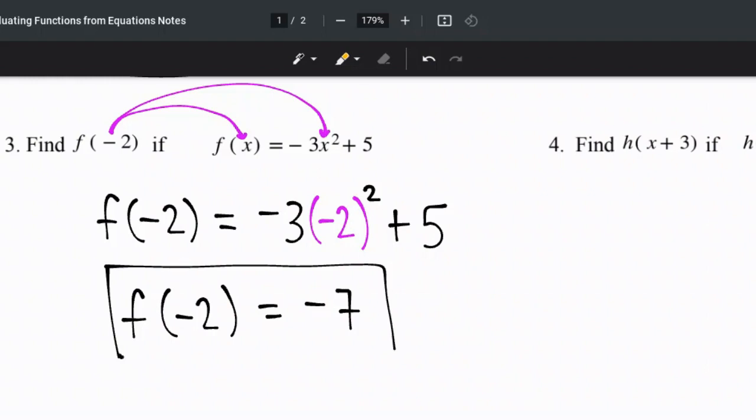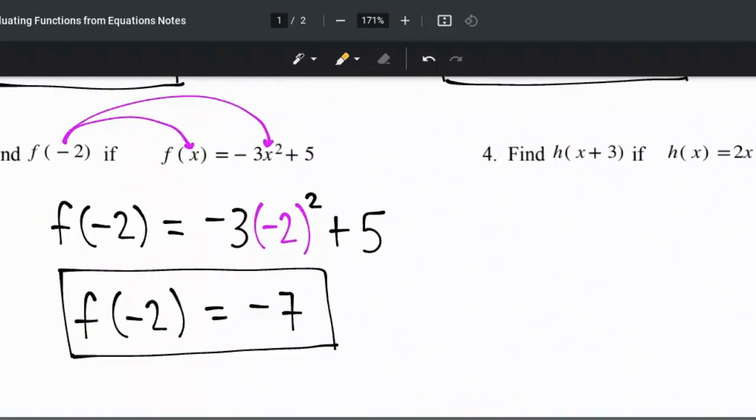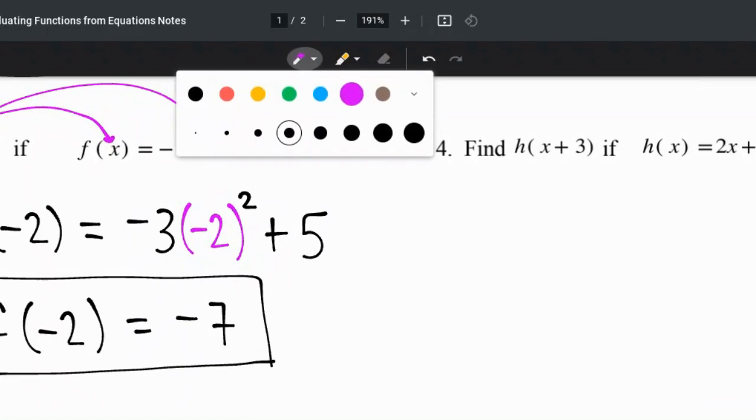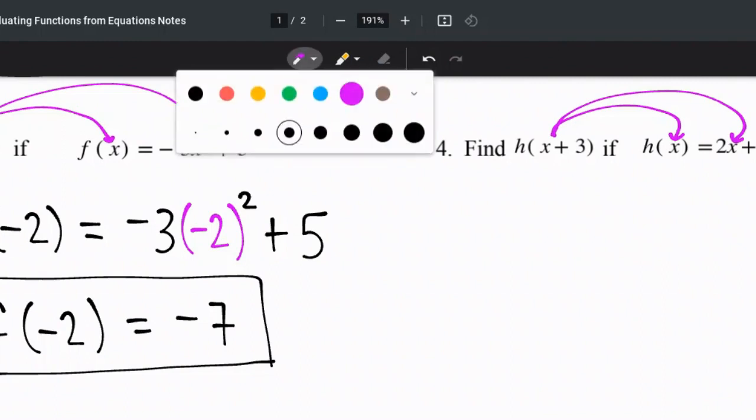Let's take a look at number 4. Number 4 is a little bit different, but this is a very good preview of what you'll be seeing a little bit more once we start solving systems of equations using the substitution method. So instead of having a number this time, it says find h of x plus 3 if h of x equals 2x plus 1. So what we're doing is we're actually substituting this entire expression, x plus 3, in for x in our equation. We're putting it into the function.